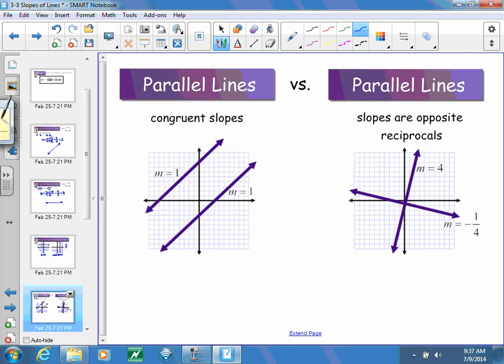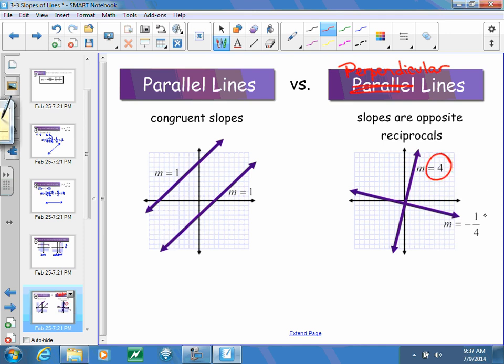Now, parallel lines versus perpendicular lines. Parallel lines, two lines, they're never going to cross, so that means that they have to have the same slope. They need to have the same steepness of the line. Now, perpendicular lines, those are going to cross. And in order for them to cross, typically one has to be positive and one has to be negative, and they are going to be opposite reciprocals of each other.